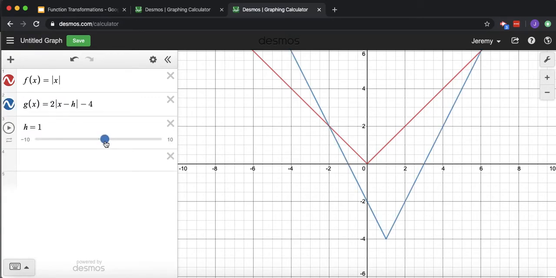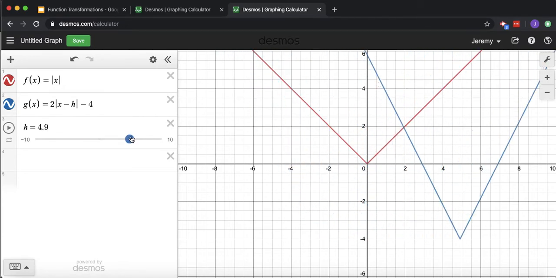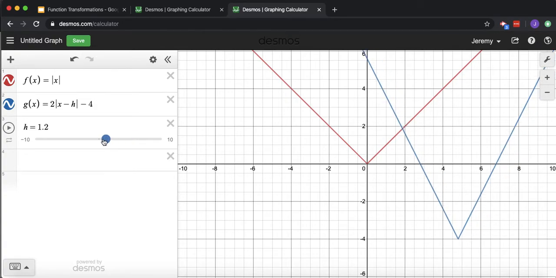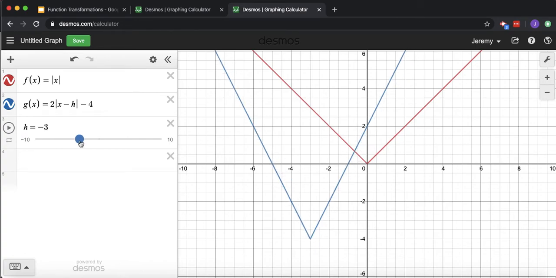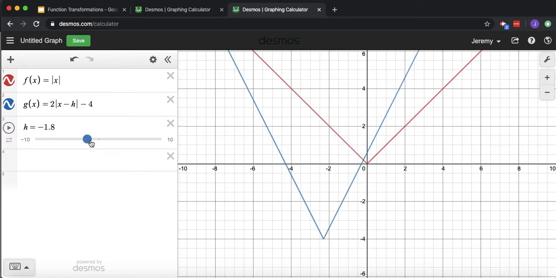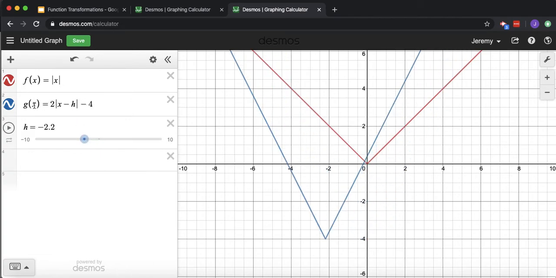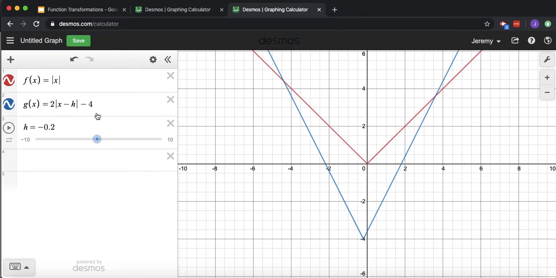Then I can slide this either in the positive direction, so h minus 5 would shift it to the right 5 units, or h minus a negative 3, which is really h plus 3, shifts it in the negative x direction. So now I have a slider, and my relationship has become more general. It just depends on this parameter h, and whatever h is, I know it's going to cause a horizontal shift.